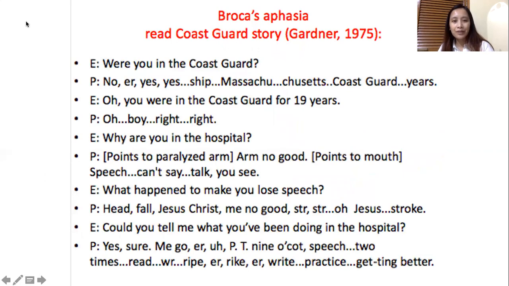In Broca's aphasia, they can understand the question, but they have difficulty answering because they have difficulty producing the words. For example, this is an actual story of a patient with Broca's aphasia. The examiner asked the patient, were you in the Coast Guard? The patient said, no, you're just Massachusetts Coast Guard years. The examiner said, oh, you were in the Coast Guard for years. The patient would say, oh boy, right, instead of saying yes. The examiner asked, why are you in the hospital? Instead of saying complete sentences or phrases, he would point to the paralyzed arm, no good. In essence, the patient can understand the examiner, but he just cannot verbalize it very well because of the Broca's aphasia.